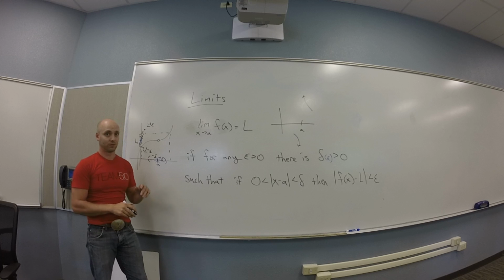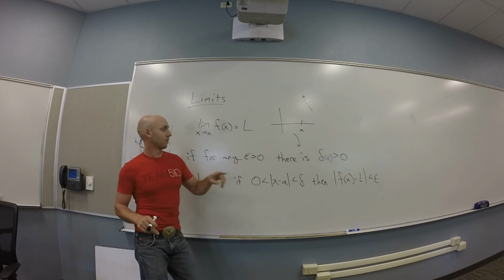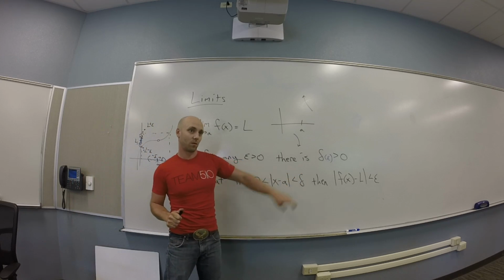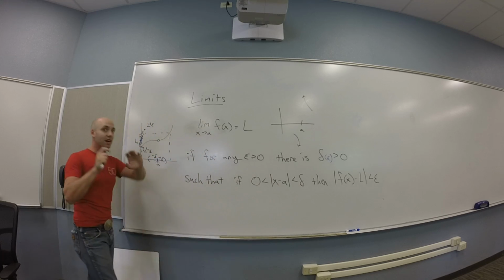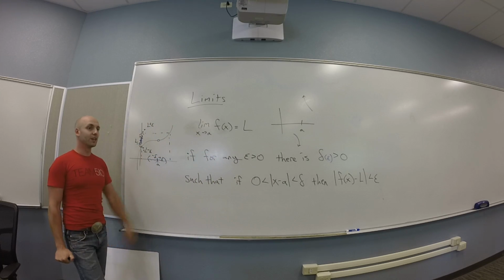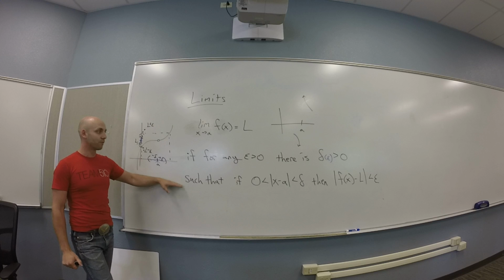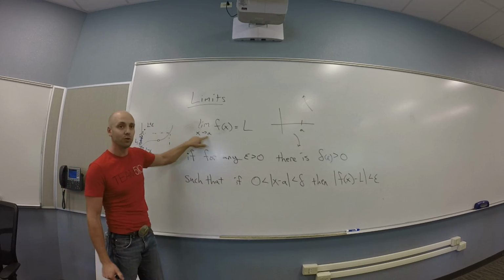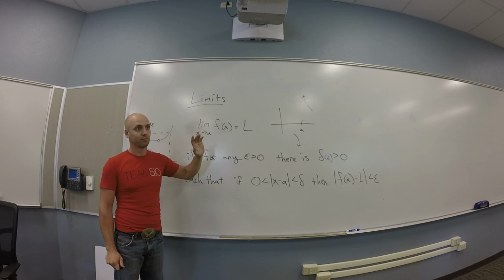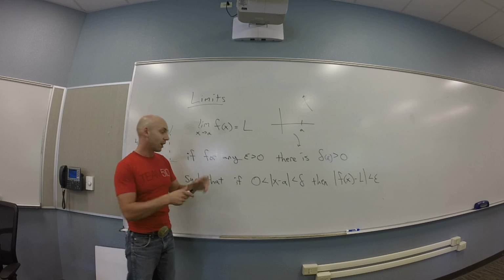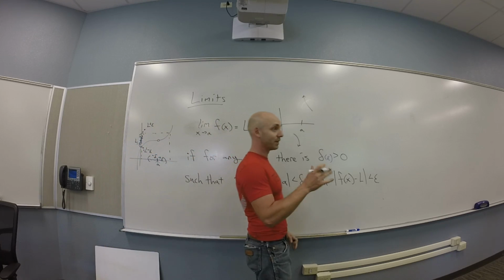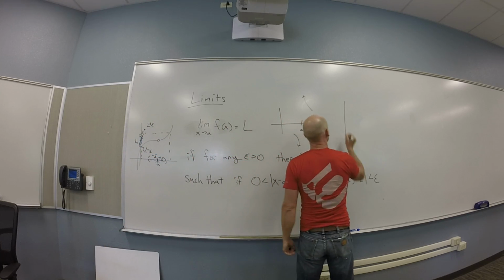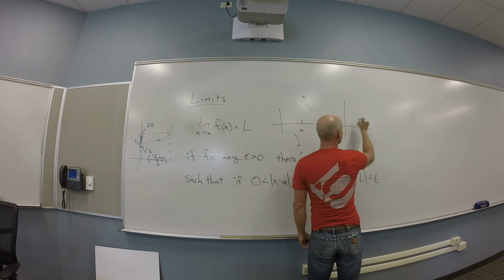So epsilon and delta, it looks like they would depend on the function. Yeah, they definitely depend on the function. This whole thing definitely depends on the function and also this value that you're approaching. Cool. I want to highlight another way that limits can fail to exist, which is maybe this thing.